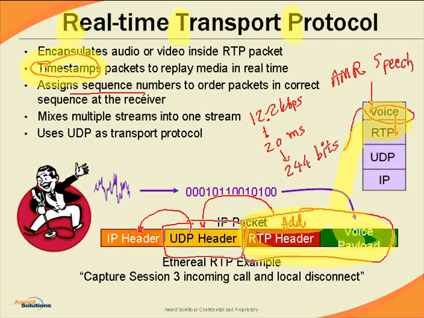So in future, we can have multiple types of stream, and we can put all those together. We can add different kinds of medium. Instead of just AMR speech, maybe we can add something else, add music or whatever. So we can do a lot of different things with RTP.